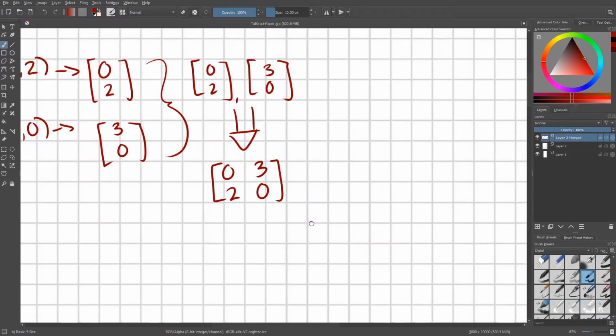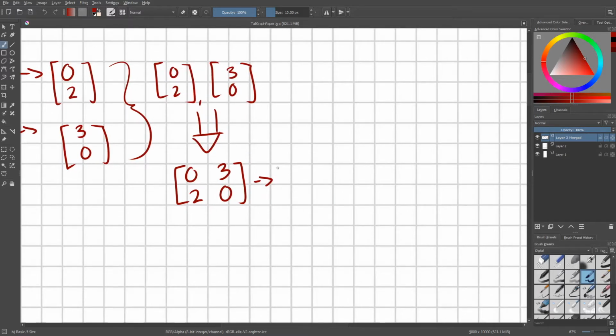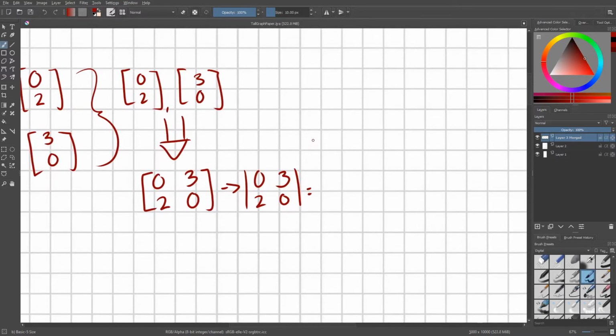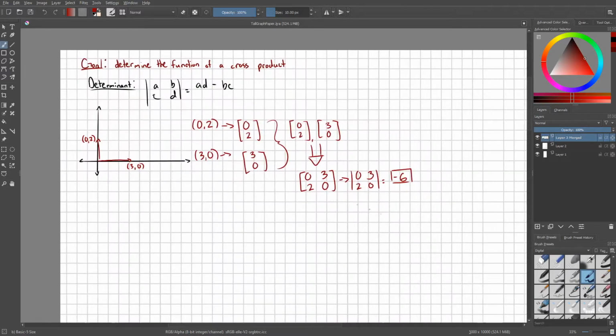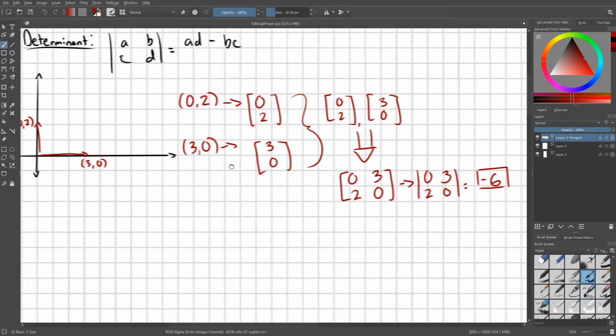Now, let's come up with a conclusion already, and let's calculate the determinant of this. The determinant of this matrix is -6, just based on the above formula. Well, that's interesting.